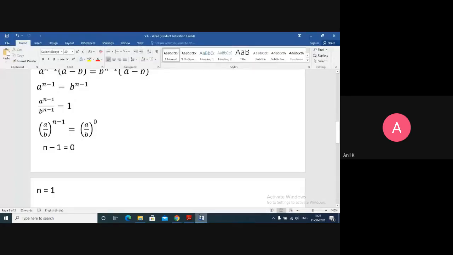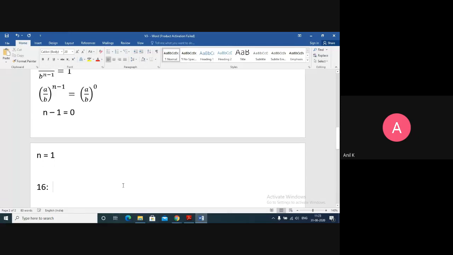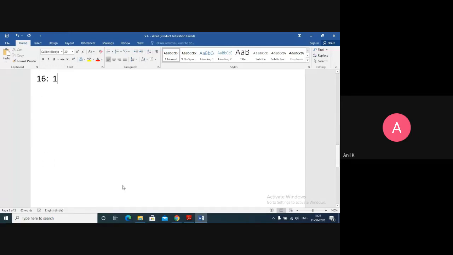Okay, so we'll go to question number 16. What ratio is given? Between 1 and 31, we are inserting m numbers. Between 1 and 31, we are inserting m numbers. So then can you tell me how many numbers will be there in the AP, total numbers in the AP?